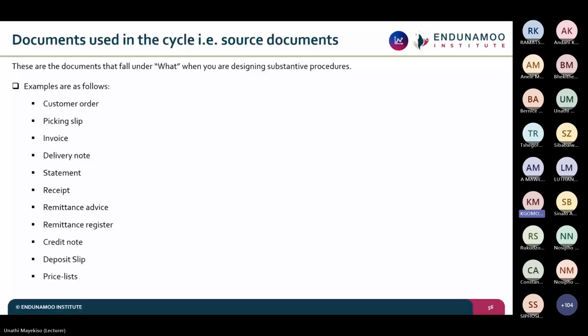In exam technique, when we are identifying weaknesses, should we always try to include all of these source documents that you've listed here? No, you only include the source documents that are relevant to the weakness.